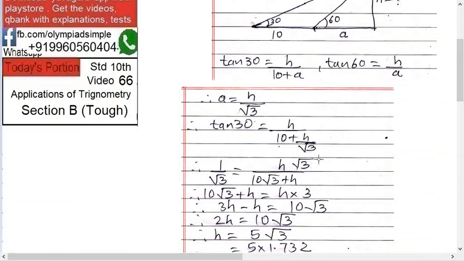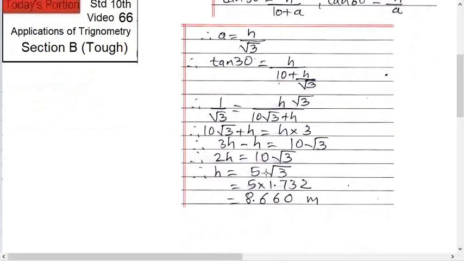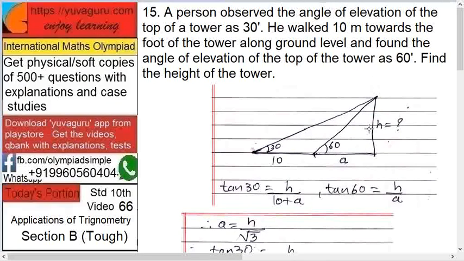Check what the options in the exam are. If they are given in terms of root 3 only, keep it as it is. If they are given in terms of plain numbers or integers, then it will be 5 into 1.732. This value of root 3 you must either remember or it will be given in the exam. But remember, the values of root 3 and root 2 must be by heart for you. Root 3 is 1.732, root 2 is 1.41. So multiply it. 8.660 meters is the height of the tower. That is what is required.